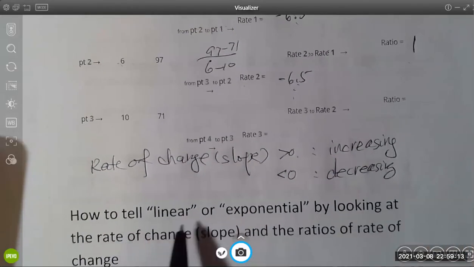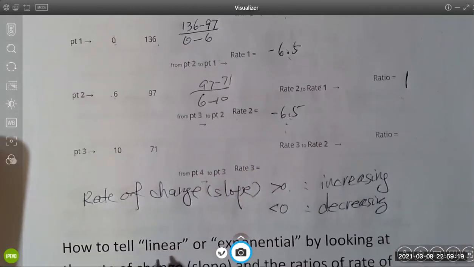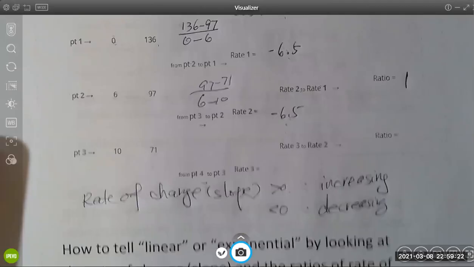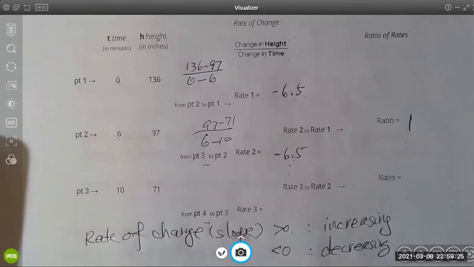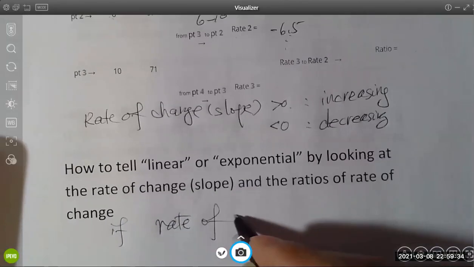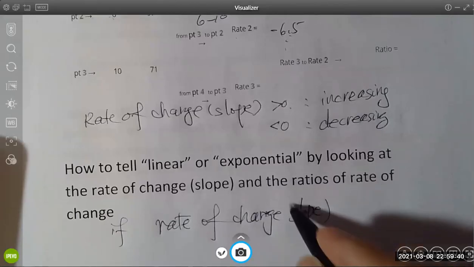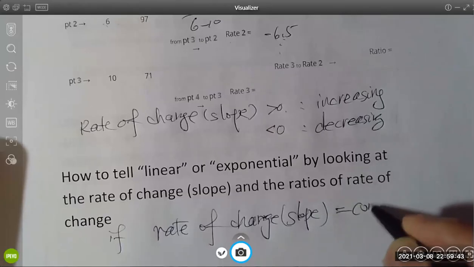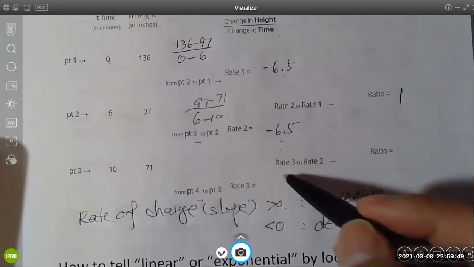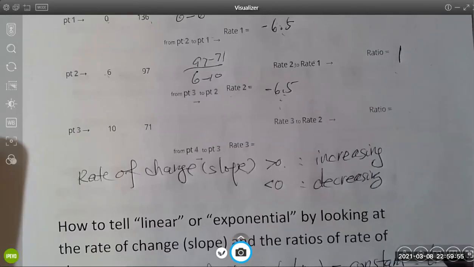Now, from this rate of change and ratio, how do we tell whether it is a linear model or an exponential model? Without a graph, we can also tell. If the rate of change, which is also called slope, that's important, is a constant, that means it doesn't change. Like this one, negative 6.5, negative 6.5, negative 6.5, they're all the same. That's an indication that it is linear.